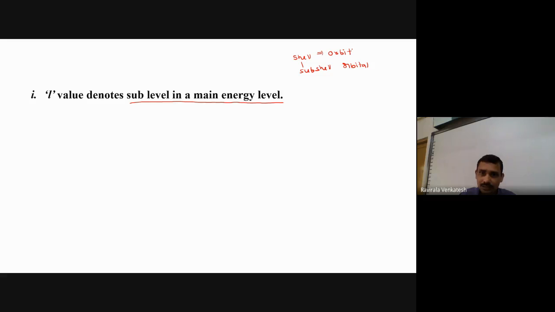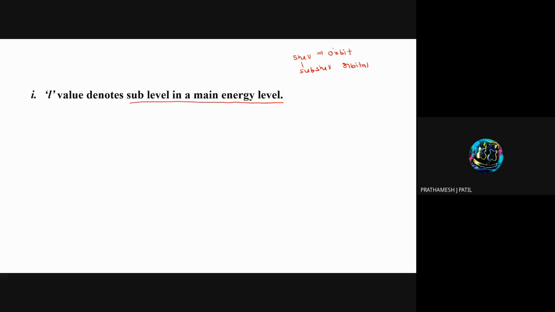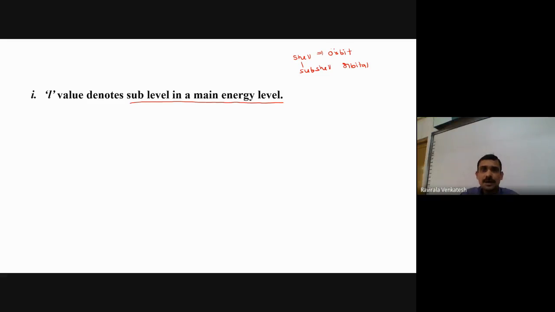Orbit means what? Anybody, what is orbit? The path on which the electron revolves. The circular path on which the electron revolves around the nucleus, right? Now, what does orbital mean? Anybody? In the last class.